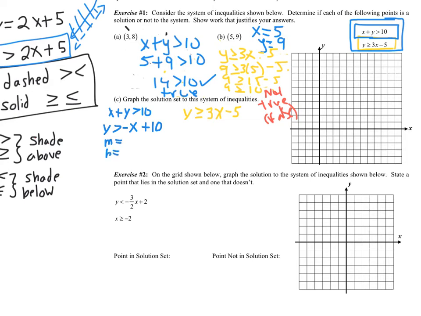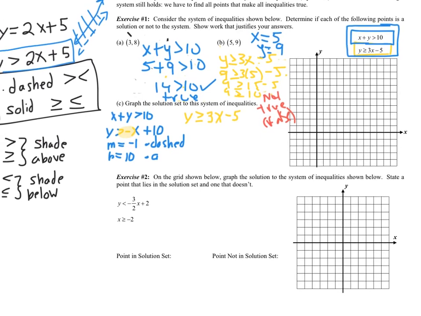The slope is going to be negative 1. It's going to be the number that's in front of the x. Then I'm going to find the y-intercept, which is going to be 10. Then I have to identify this as dashed or solid, and because the symbol is greater than but not equal to, I'm going to indicate that it's going to be a dashed line, or dotted, by the way. You can use dots too. It's going to be a dashed line, and it's going to be shade above.